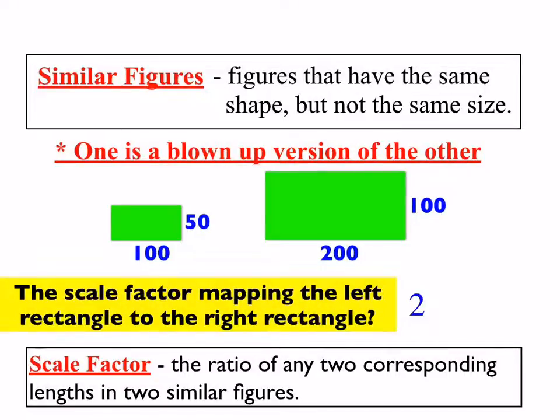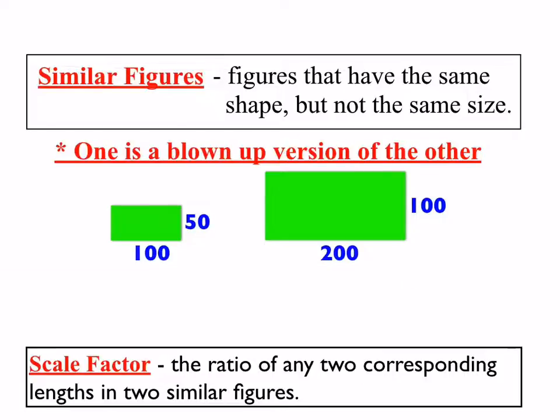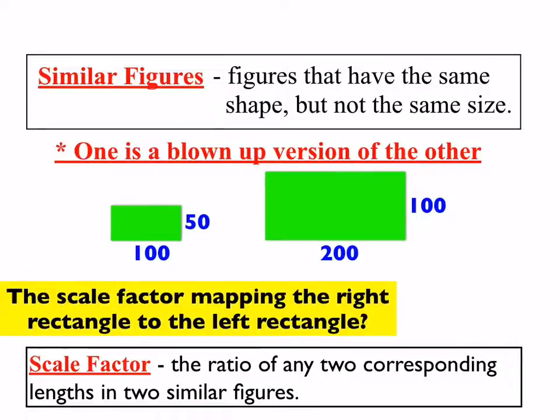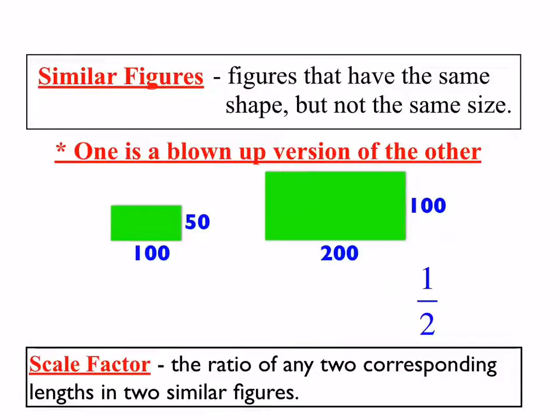But what if I flipped that? What's the scale factor mapping the right rectangle to the left rectangle? It's 1/2, right? And this just sort of tells you one reason why we kept going both directions for our constant of proportionality, our unit rate, and our equation, because depending on which direction you're going to find scale factor, one is the reciprocal of the other. Okay? All right.